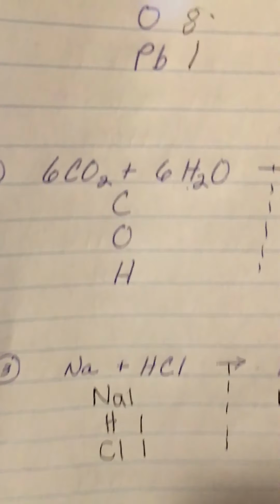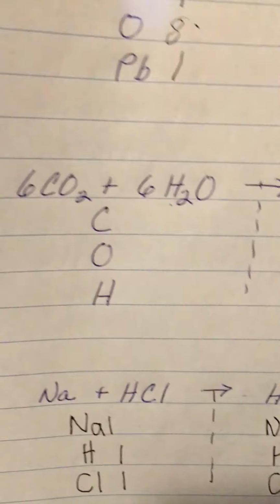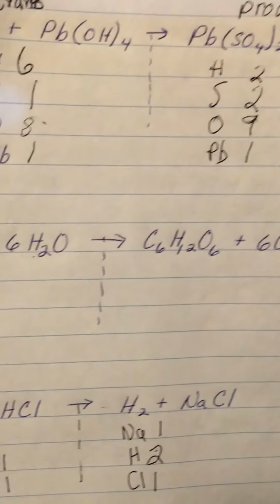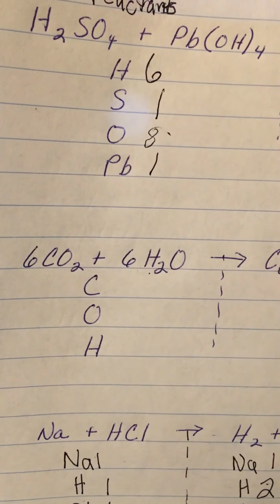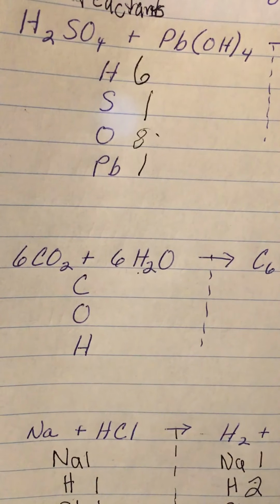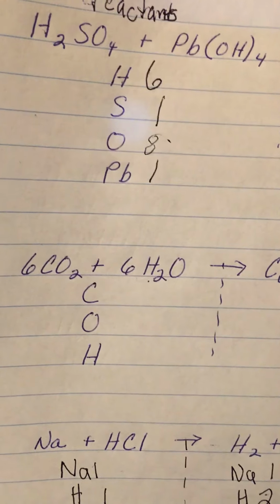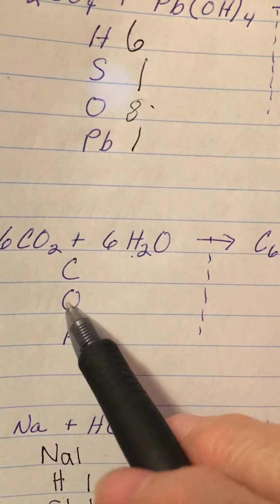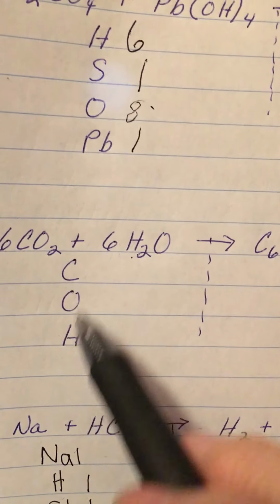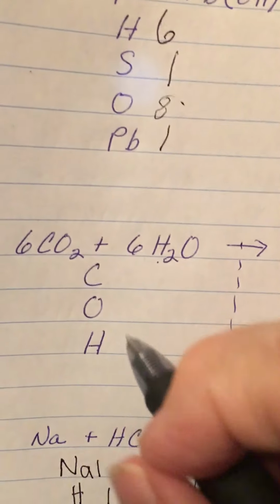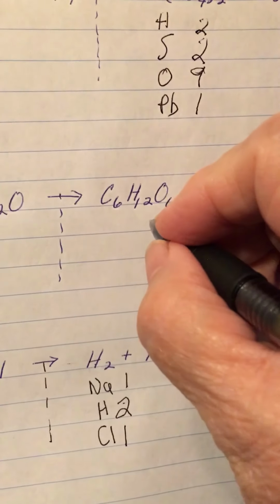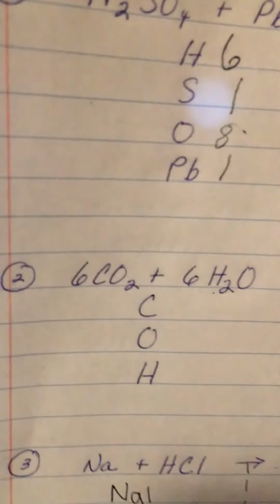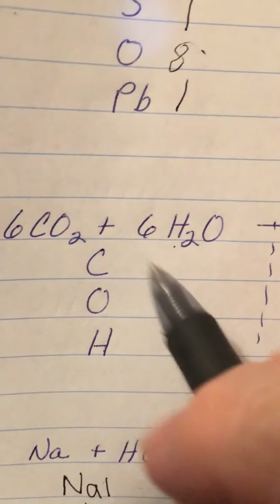All right, let's count this equation. If you recognize this equation, and you should, it is the equation for photosynthesis. So we have carbon on this side, we have hydrogen on this side, and we have oxygen on this side. We have C, H, O. So we're going to copy and paste it to this side, C, H, O.